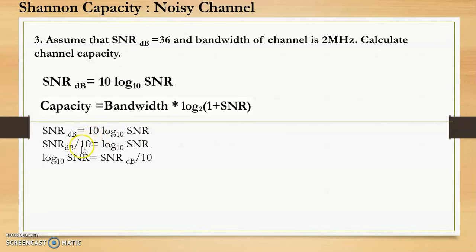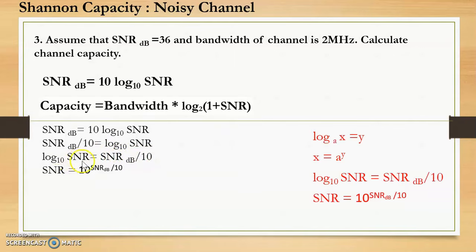So if we take 10 this side, we will get signal to noise ratio in decibels divided by 10 equal to log of signal to noise ratio to the base 10. So over here I've just interchanged it. So we will get log of signal to noise ratio to the base 10 equal to signal to noise ratio in decibels divided by 10.